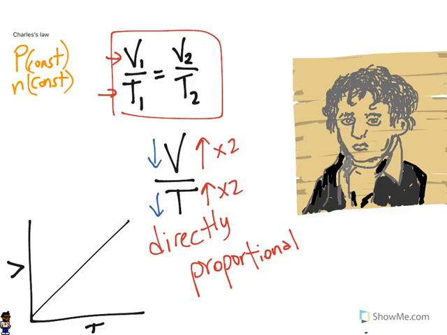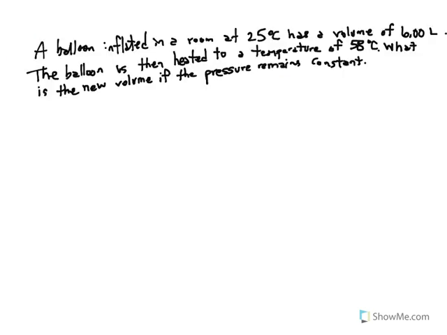If the volume were to be reduced by a factor of 2, then your temperature would be cut in half as well. So they move in the same direction at the same ratio. So let's go ahead and solve a problem using Charles's law.